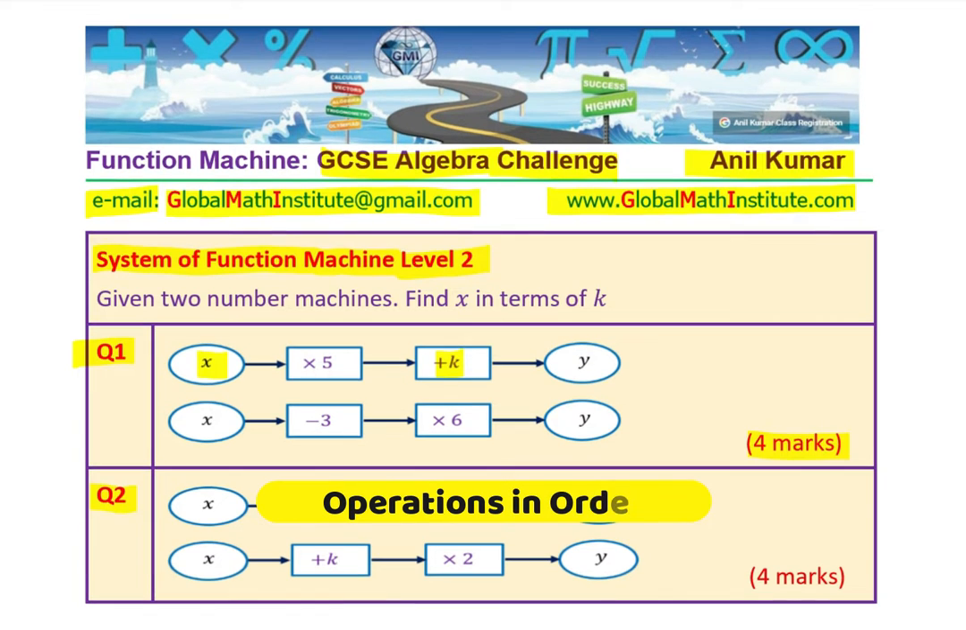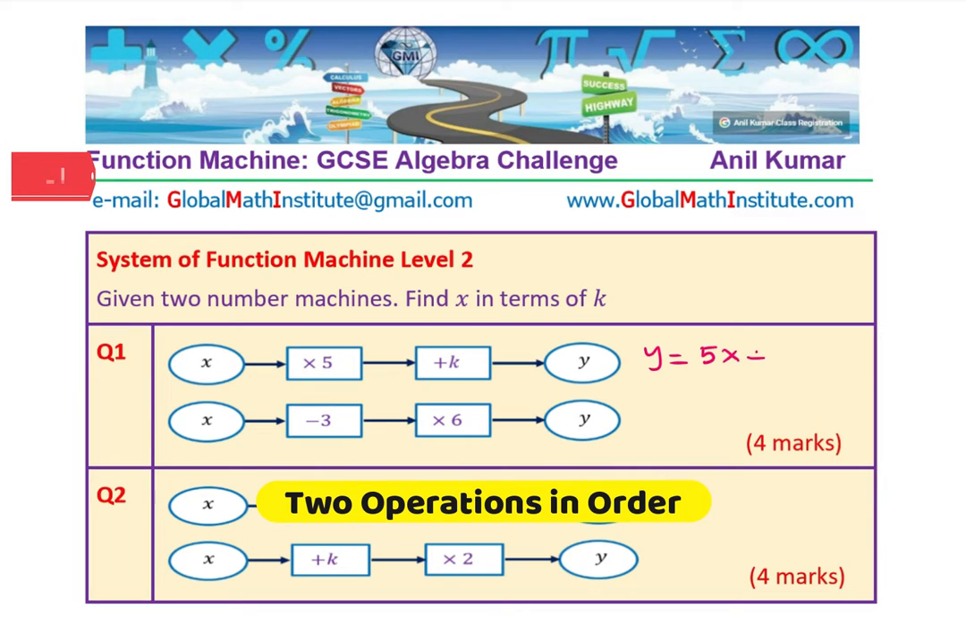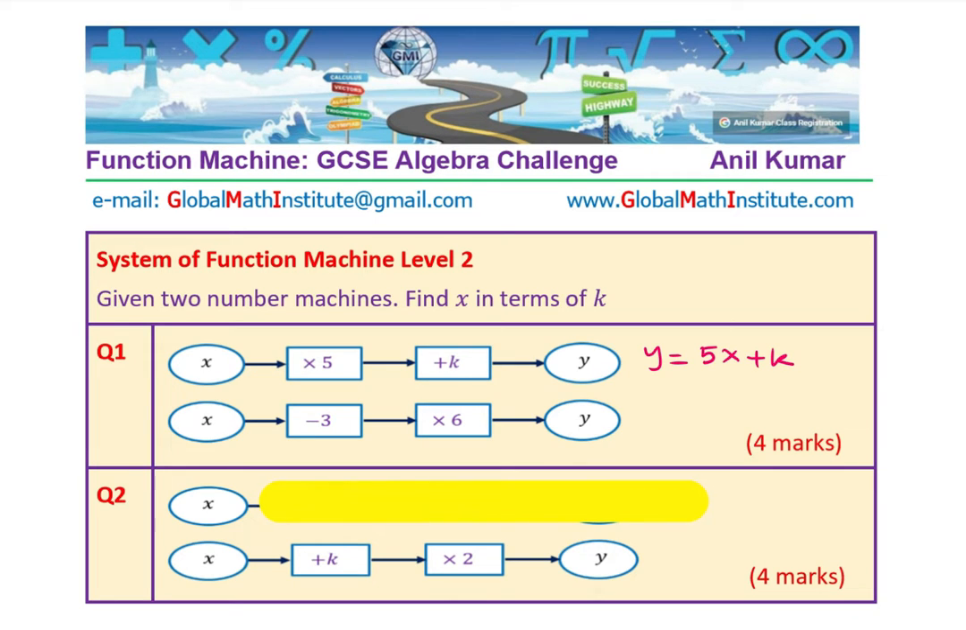So we'll begin by understanding each machine individually. So the first one, which is x times 5 plus k, gives you y. You can write y as equal to, perform the operations in order, x times 5 plus k. So we can write 5x plus k. Always numbers are written before the alphabets and variables are written in order.